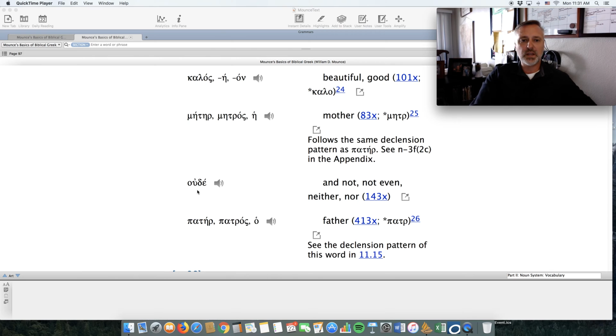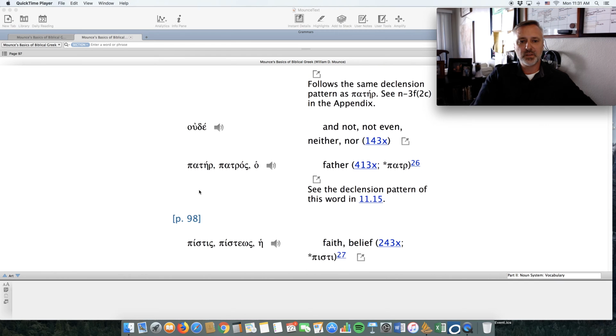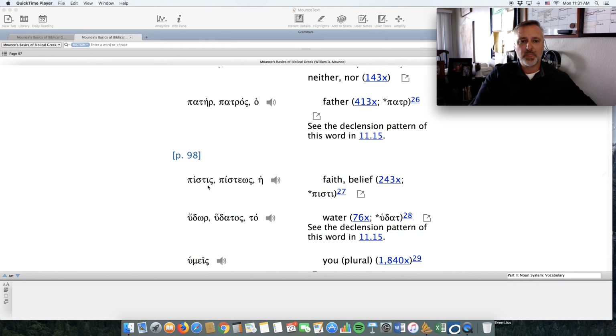Oude, oude, two words together, de and ou, a negation. So and not, or not even, neither or nor. Oude. Let's go down. All right. Pistis, pistis. And then the genitive singular form is pisteōs. Pistis is a feminine noun. It means faith or belief.